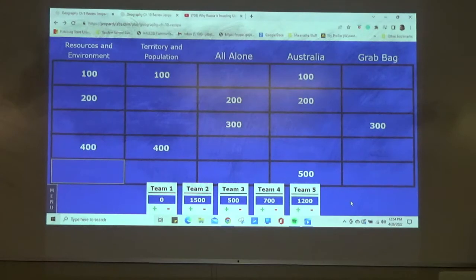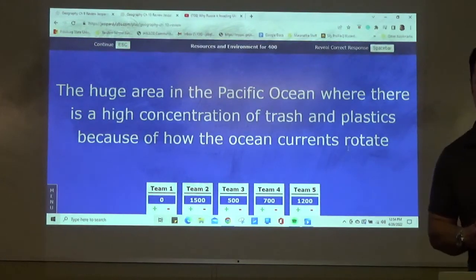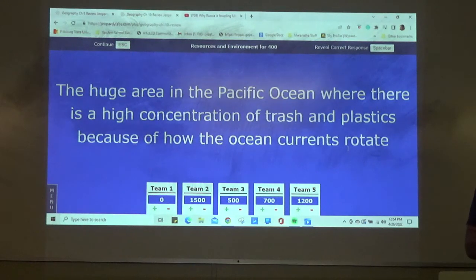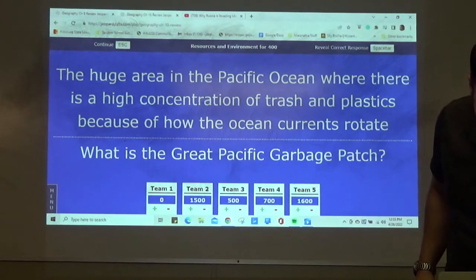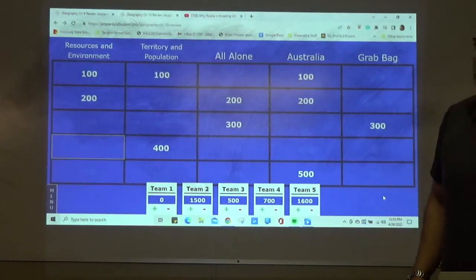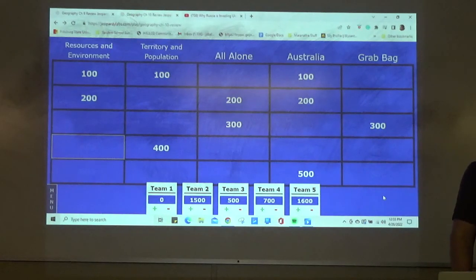Resources and environment 400. The huge area in the Pacific Ocean where there is a high concentration of trash and plastics because of how the ocean currents rotate. Oh, I watched a video about this. It's pretty gross. It was on Daily Dose of Internet. The Great Pacific Garbage Patch? Yeah, that's it. It's so gross to see, literally an ocean of just waste.